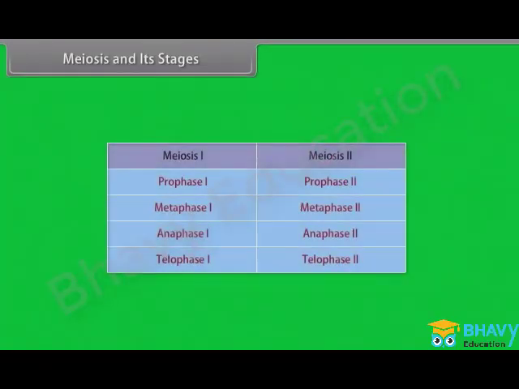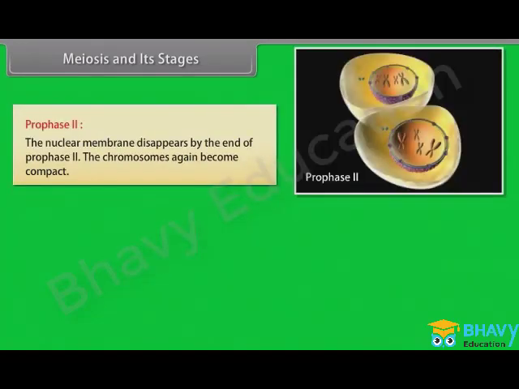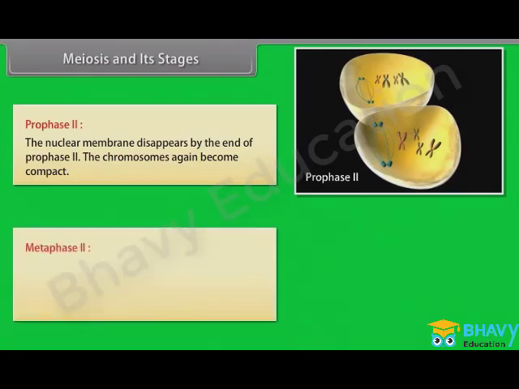Meiosis II is initiated immediately after cytokinesis, usually before the chromosomes have fully elongated. In contrast to Meiosis I, Meiosis II resembles a normal mitosis. The nuclear membrane disappears by the end of prophase II. The chromosomes again become compact. After prophase II, metaphase II takes place.